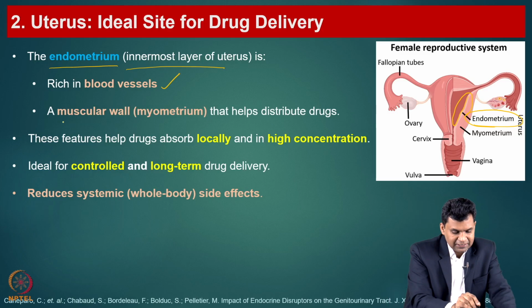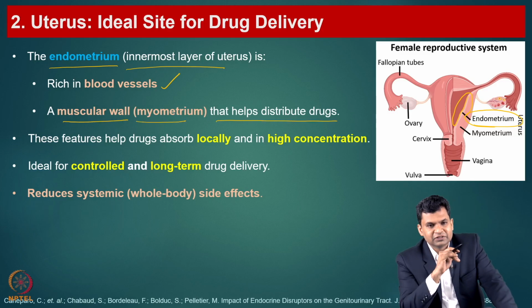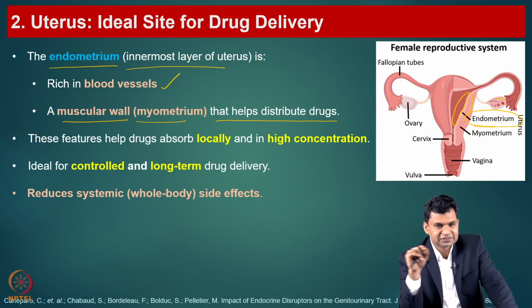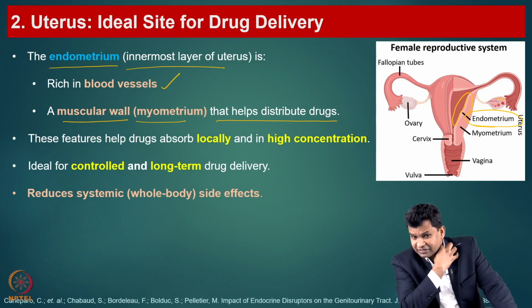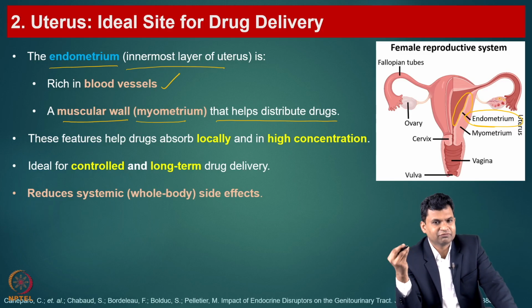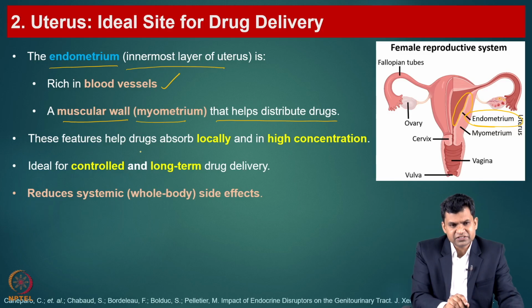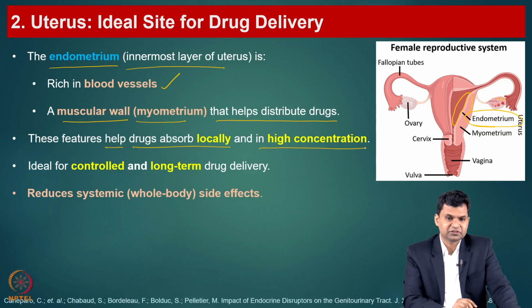And second, it has a muscular wall, the myometrium, that will help with the distribution of the drug. So, these two major components are essential for the delivery of drugs at the uterus. When you have a high amount of blood vessels, the absorption will be very high, as we see in the case of sublingual, right. Even in oral cases, being rich in blood vessels helps absorption. These features help drugs absorb locally and at high concentration when compared with the other routes of administration.